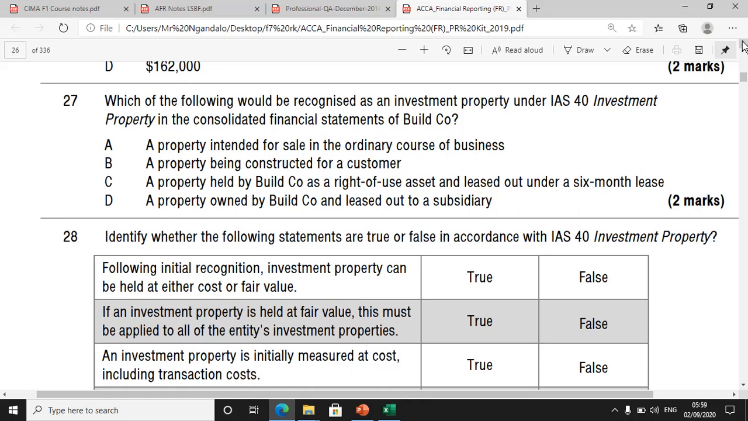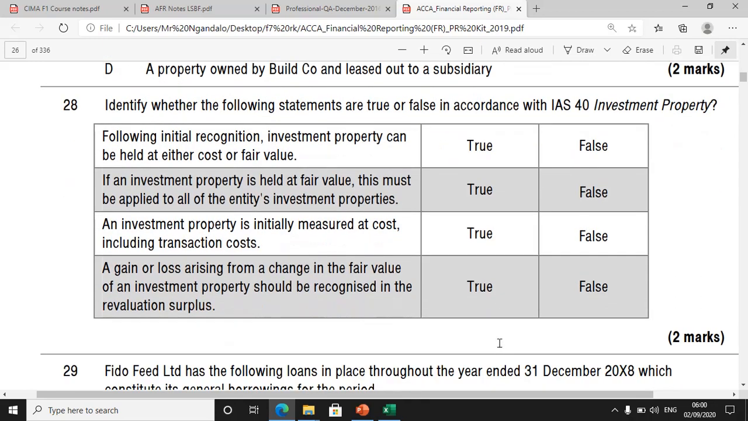Identify whether the following statements is or are true in accordance with IAS 40 Investment Properties. The first one says, following initial recognition, investment property can be held at either cost or fair value. That's true. So we just have to click that place there in our exams. If an investment property is held at fair value, this must be applied to all the entity's investment properties. That is also true. Then we are told an investment property is initially measured at cost, including transaction costs. I agree with that. Well, we can take that one.